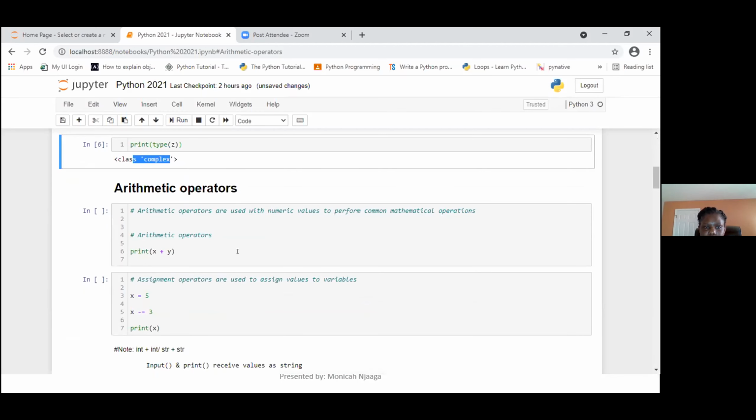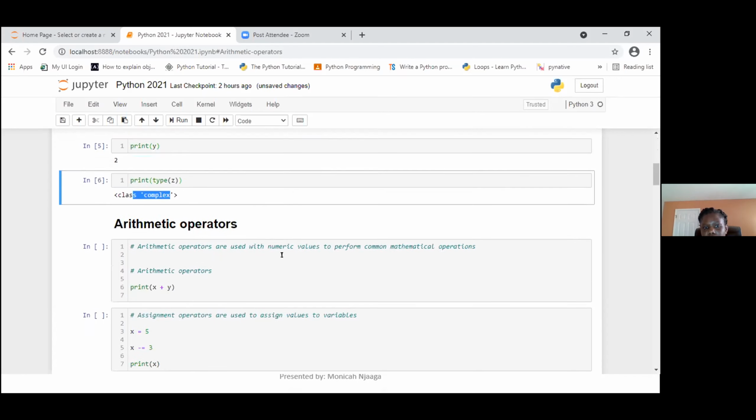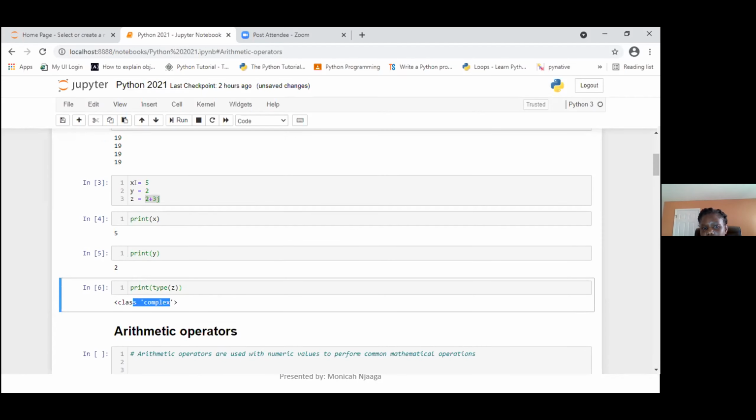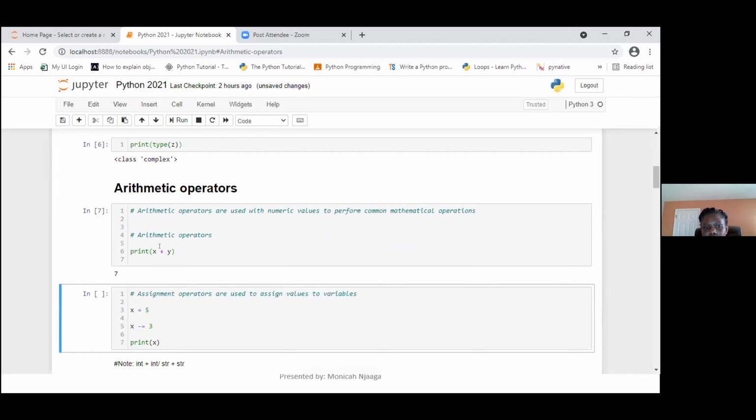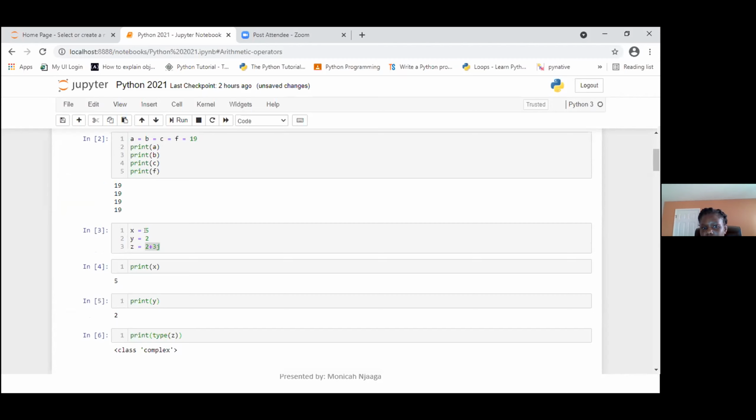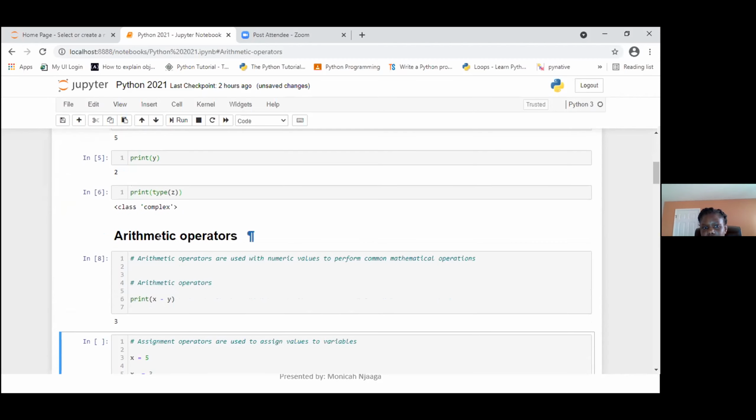Now, the reason we are here is because we wanted to talk about arithmetic operators, right? So we said the arithmetic operators are used with numeric values to perform common mathematical problems. So we've already declared our X as 5 and Y as 2, right? So I'm just gonna come in here and print so you can see what it does. So I'm using the plus and then the minus. I'll just use the same cell. So 5 minus 2 is 3. And remember our X is 5, Y is 2. Just keep that in mind.